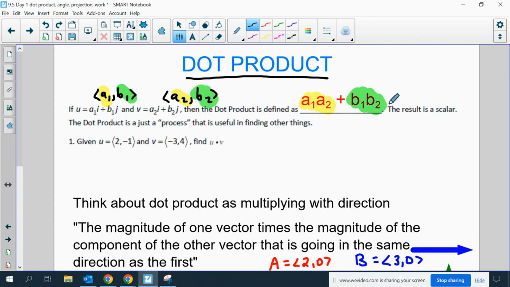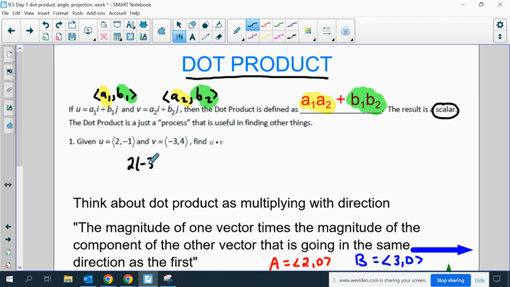Notice that the result is just a number. It's a scalar. It doesn't have a direction. It only has a magnitude. The dot product is a process that's useful in finding other things. I'll explain a little bit about what it can be thought of, but essentially it's a pretty easy process. So if you take u and v as given in problem 1, find u dot v.